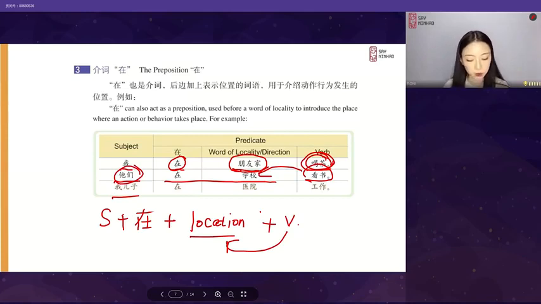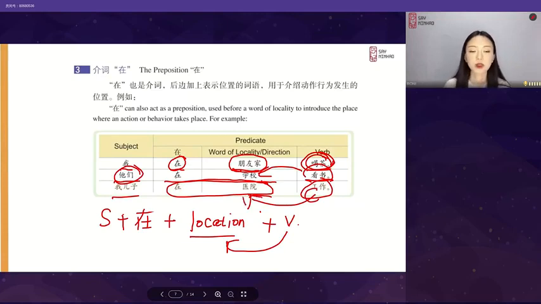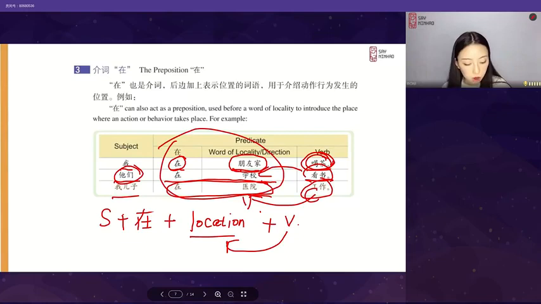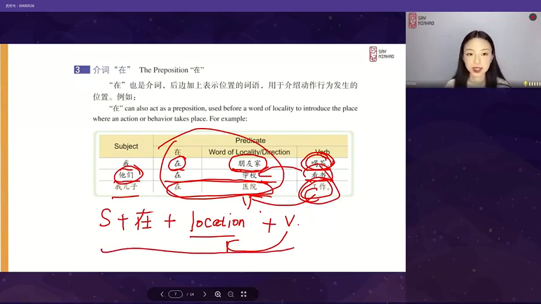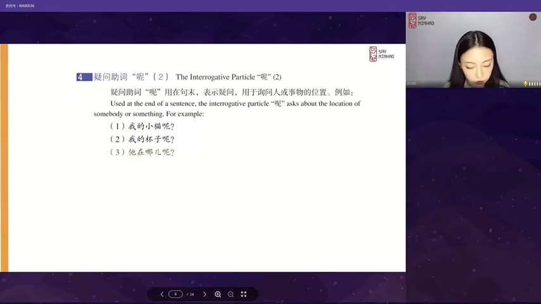Now let's see the last one, 我儿子在医院工作. Okay, the verb is 工作, the action is working. And the place where this happened is hospital, 医院. So the subject 我儿子, my son, is working in the hospital. And we will always put the location before the verb in this structure. Okay? So please try to recite these structures. Now let's move on to the next part.